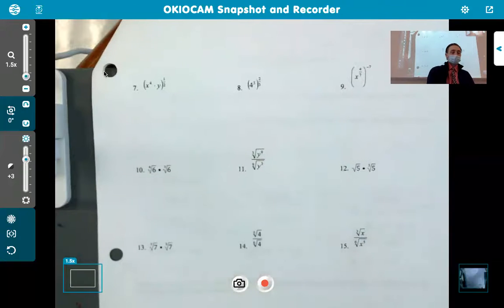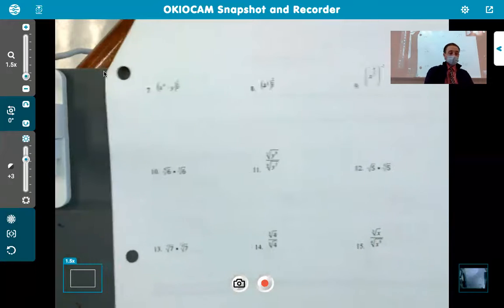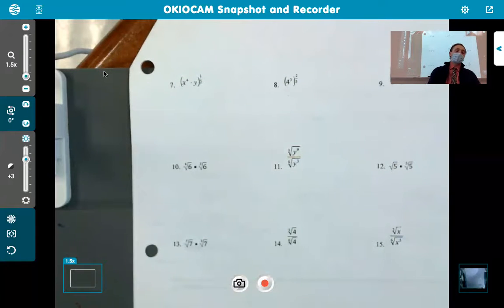Jump over to number 7 on the next page. Continue with our odds. I have x to the fourth times y, and that entire quantity is being raised to the 1/2 power. Well, think back to what we did in number 1. If I'm raising something to the 1/2 power, it's the same thing as doing what? Taking the square root. Good.